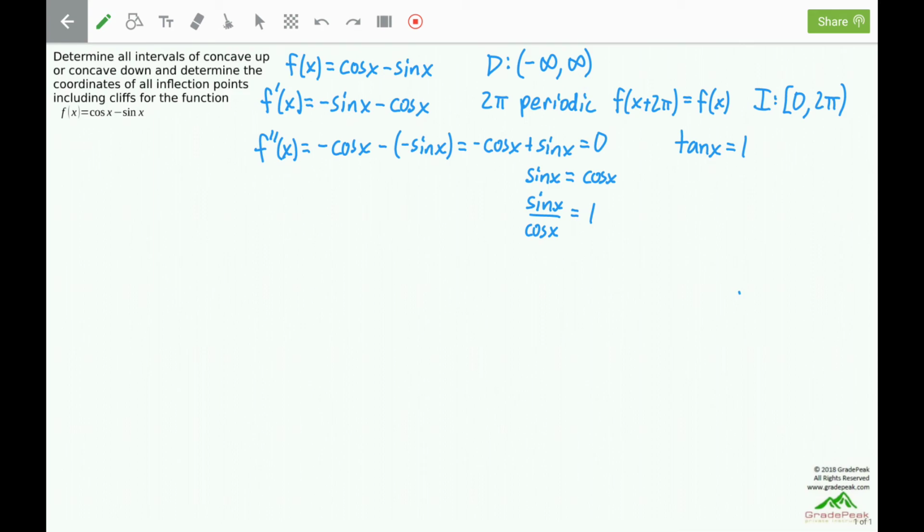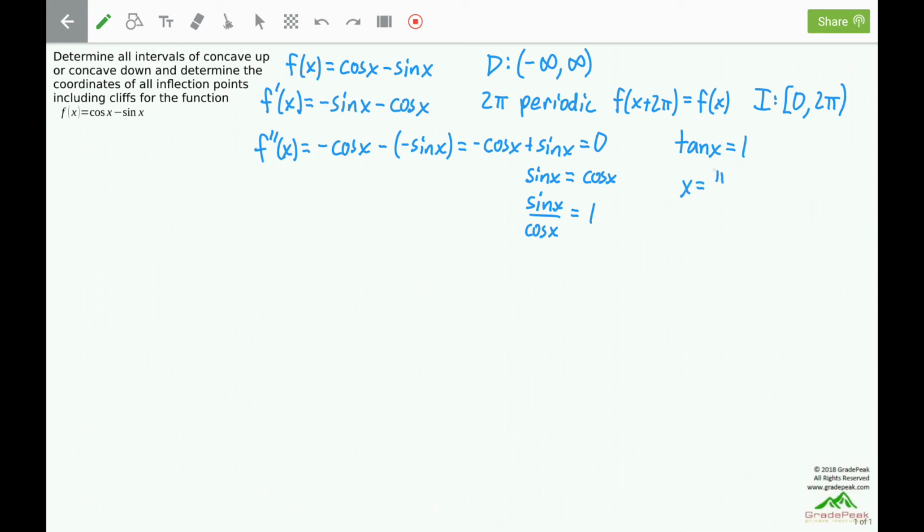We need to solve tangent of x equals positive 1. Tangent is sine over cosine. For it to be positive, we need sine and cosine to either both be positive or both be negative. For them to both be positive, that's the first quadrant. For them to both be negative, that's the third quadrant of the unit circle. To have sine over cosine equal to 1, sine and cosine have to have the same value. That occurs when they're both square root of 2 over 2.